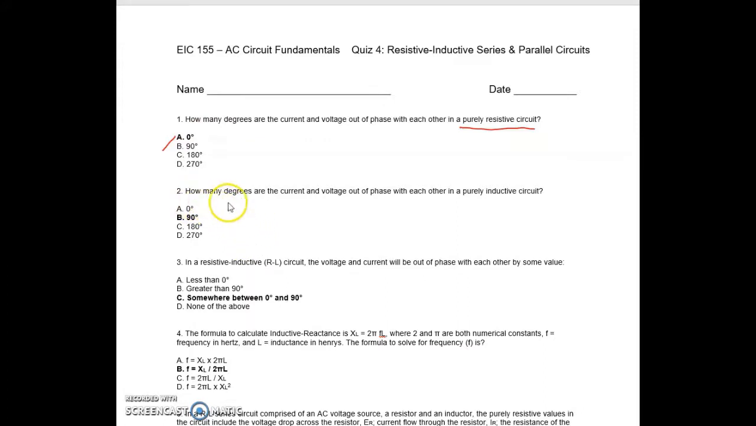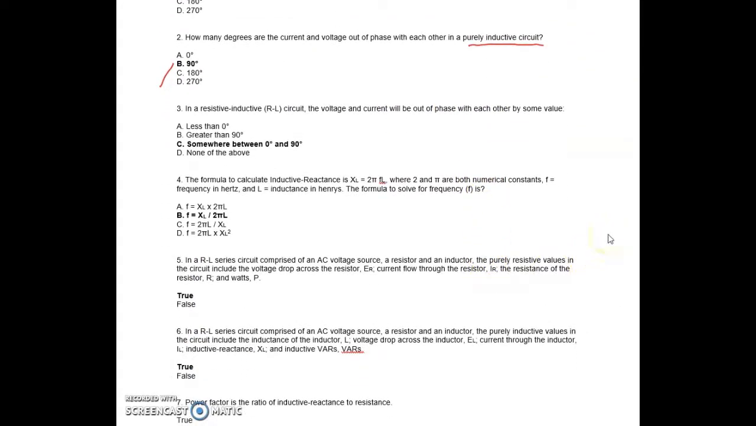Number 2, how many degrees are the current and voltage out of phase with each other in a purely inductive circuit? They are out of phase with each other by 90 degrees. Number 3, in a resistive inductive circuit, so that is a circuit that has a resistive load and an inductive load, the voltage and current will be out of phase with each other by some value. It's going to be somewhere between 0 and 90 degrees.